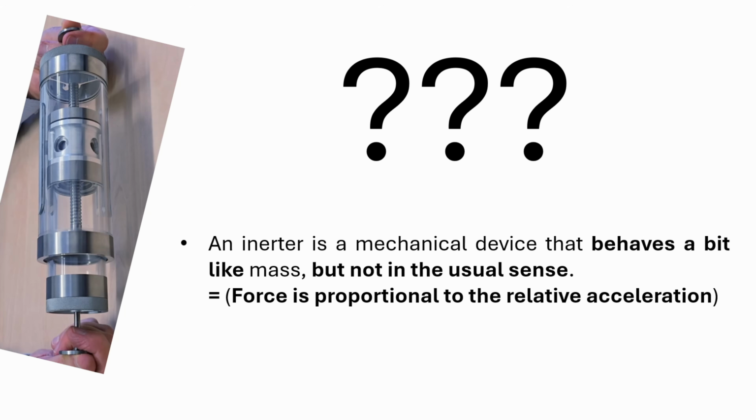Then along comes Professor Malcolm Smith, and he introduces a new mechanical element, the inerter. So what does an inerter do? Let's first explain it like a chef explains that a spoon is just for eating soup. An inerter is a mechanical device that behaves a bit like a mass, but not in the usual sense. It creates a force proportional to the relative acceleration between its two terminals.